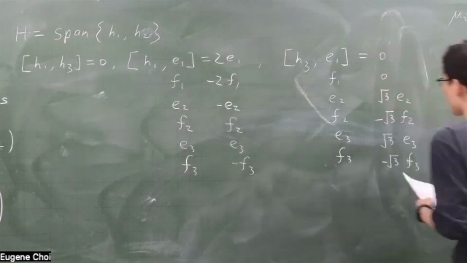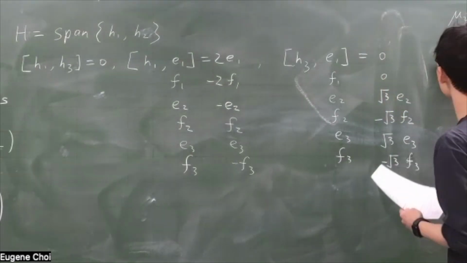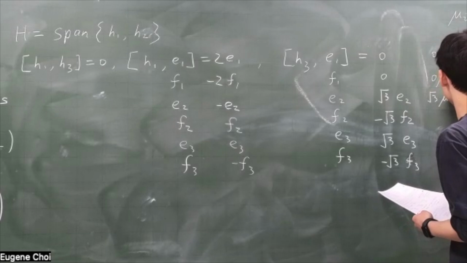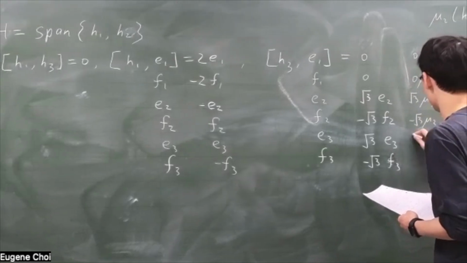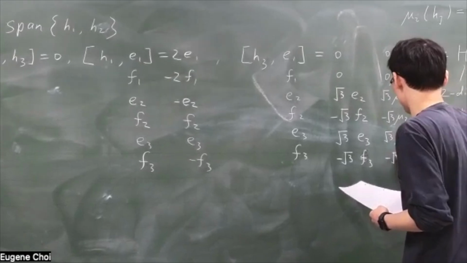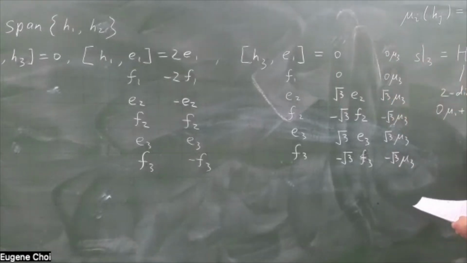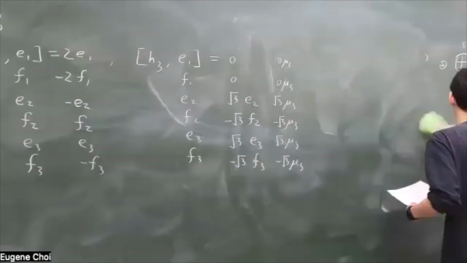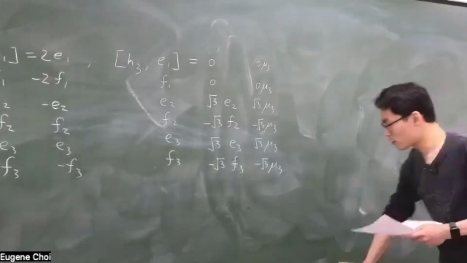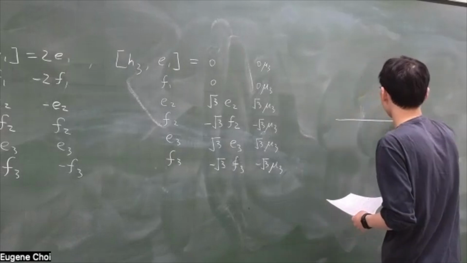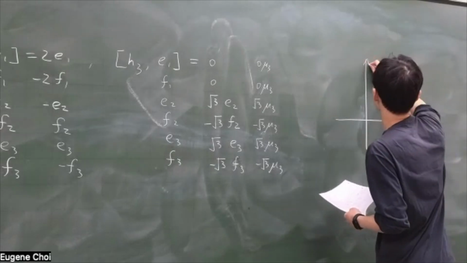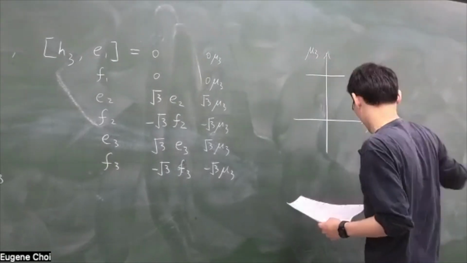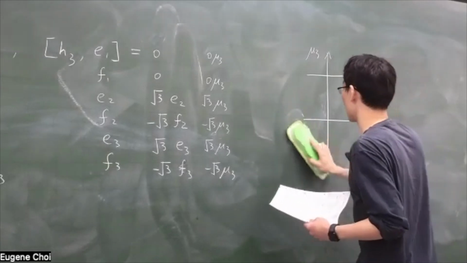So in other words, this is 0 mu 3, 0 mu 3, square root of 3 mu 3, minus square root of 3 mu 3, etc. So now I can, yeah, let me just erase this. Should be clear. Now I can just draw this in the mu1, mu3 coordinate system, and it turns out this is something I should write.